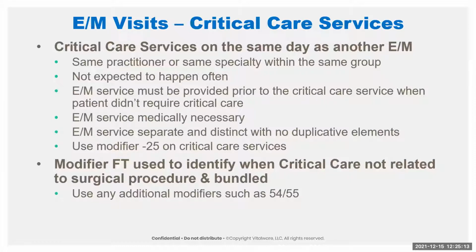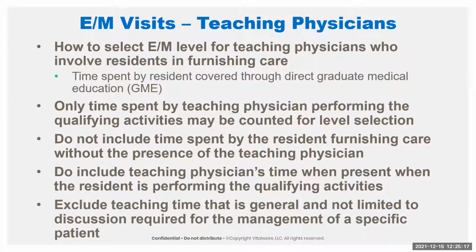All right, and so not only were there updates to critical care, but there are also updates to the teaching physicians. The question was, how do you select the E&M level for a teaching physician when it involves residents who are furnishing the care? Well, the time spent by the resident is covered through the graduate medical education exemption that you get on your cost report. And so the reporting is counted as that time spent by the teaching physician performing the qualifying activities. And you can count those for selecting your level of evaluation and management service. So you would not include the time spent by the resident when they're furnishing care without the presence of the teaching physician, but you can include the teaching physician's time when present, when the resident is performing the qualifying activities.